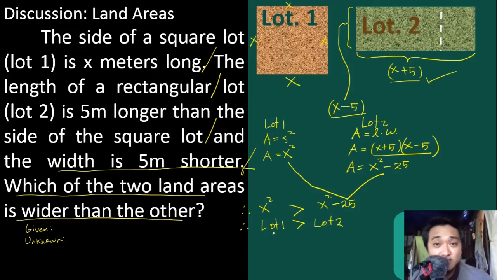So, kung bibili ka ng lupa, tas ganito yung sitwasyon at nagkataon na pinapipili ka between lot 1 and lot 2 sa parehong presyo, syempre, ang pipiliin natin, in terms of lapad, in terms of area, land area, mas pipiliin na natin si lot 1 kasi mas malaki siya ng di hamak.